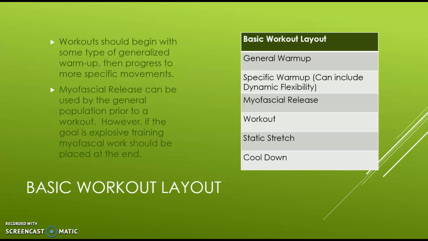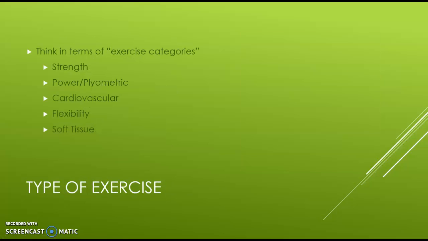So for the layout of a workout, you almost have to think of it as categories, right? You have the strength training component, the power plyometric component, the cardiovascular component, flexibility, and soft tissue work. These variables can be moved around, but in general, if you're training for a power-oriented sport and for explosiveness, you would do power and plyometric work on the front end and then strength afterwards.